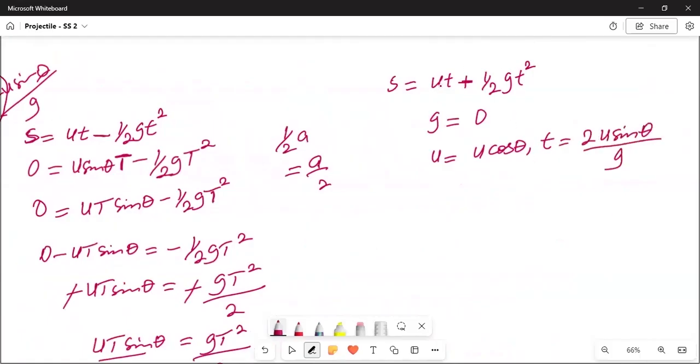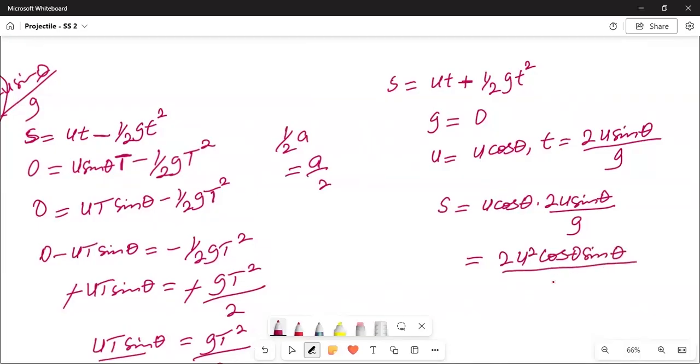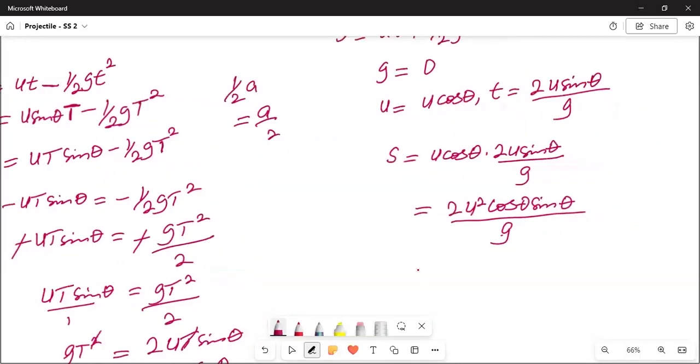So if we substitute that into this equation, that is equal to u cos theta times 2u sine theta over g, which is u times 2u is 2u squared, then cos theta times sine theta, over g. Now, this I can write as, I want to bring out this u squared, then times 2 cos theta sine theta over g.